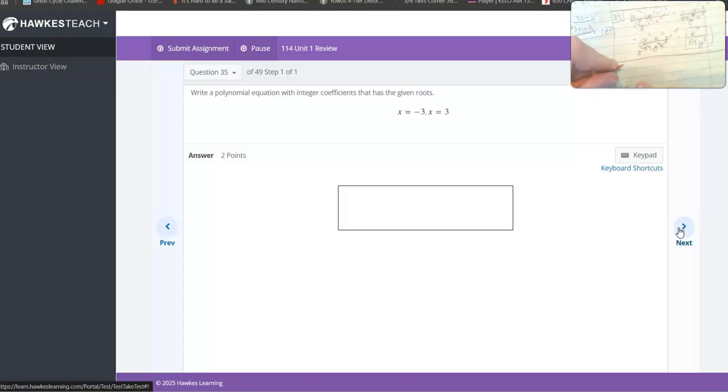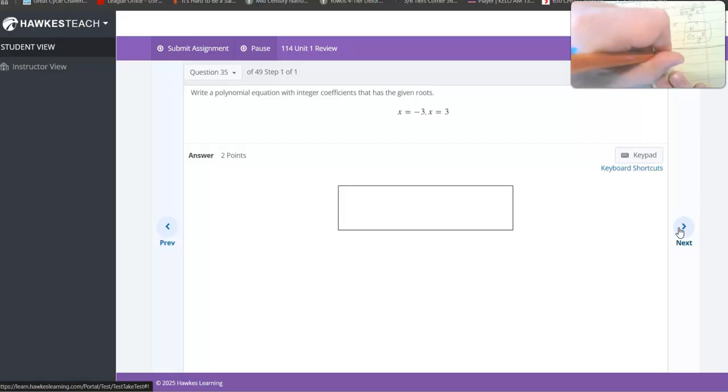All right, so the next one says write a polynomial equation with integer coefficients that has the given roots. So when we factor it, we want to end up with these numbers as our solutions. In order to get x equals -3, that means one of my factors has to be x + 3, because when we set our factors equal to 0, we want to end up with those roots.